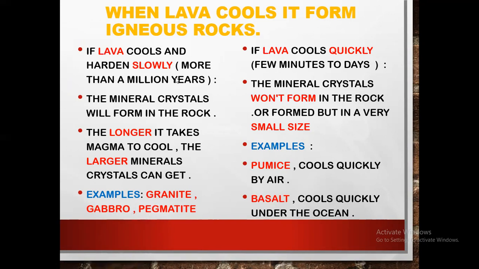So simply, the summary of this part you have to understand: first, igneous rocks are rocks formed from molten rock, which is called magma. If the magma reaches the surface of the earth, it's called lava. When lava cools quickly, it has small crystals. If the lava cools slowly, it will have large crystals.